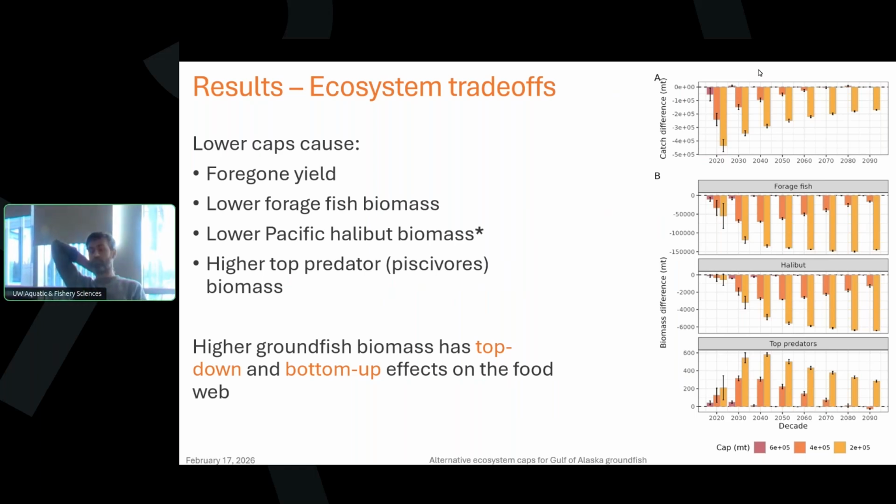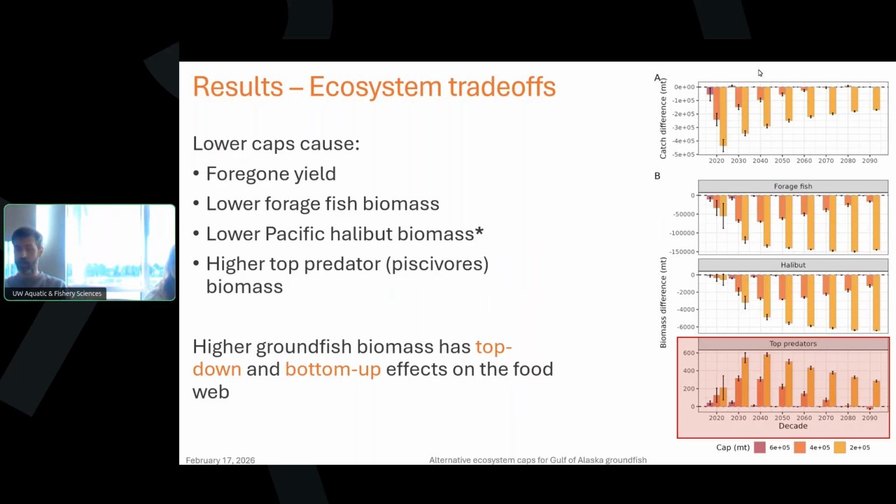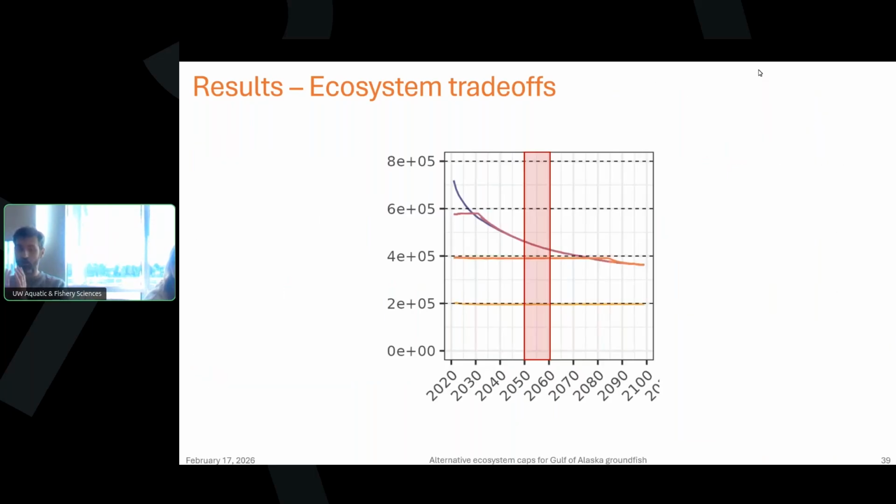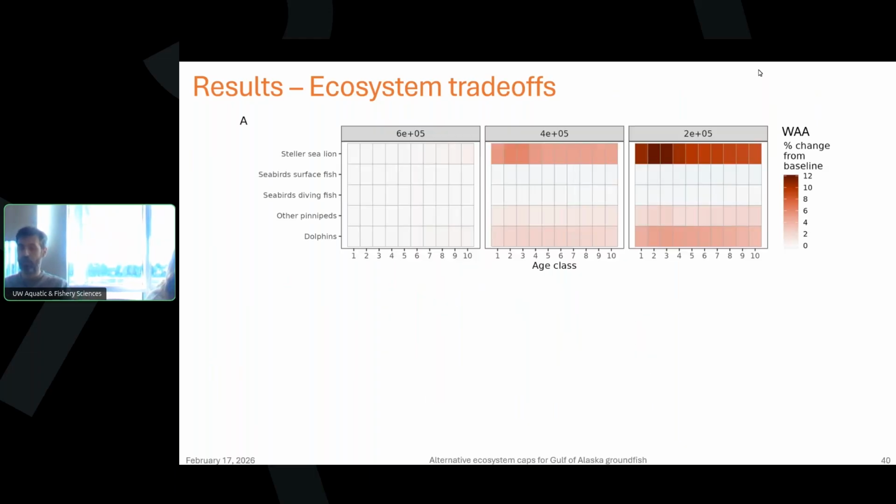In any case, all of these are basically top-down and bottom-up effects. The one on top predators, the bottom one, I thought was interesting. Again, leaving higher groundfish biomass in the system, there's more food. The way that I frame that, in the next plot I'll show you, I've shown you time series up until now for the most part. Now you're going to see a snapshot in time, where two of the caps are still doing their job, the two lowest ones, whereas the two top ones are no longer constraining anything. And so that's what you see here.